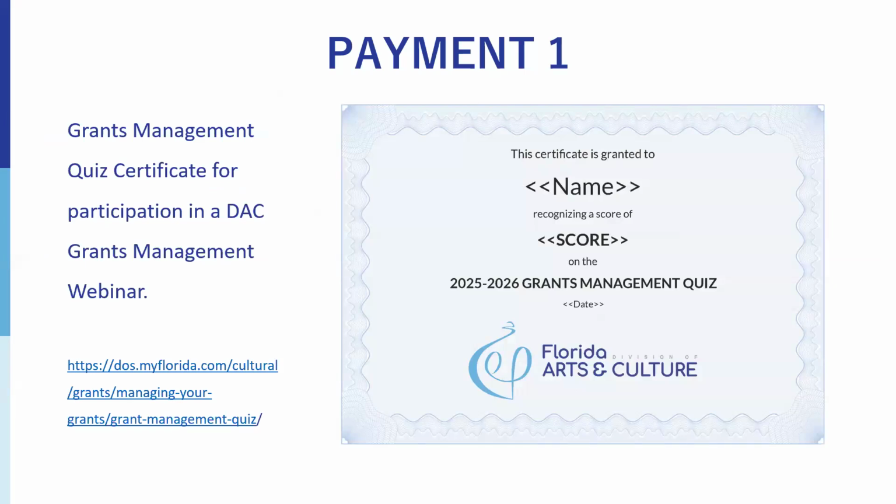This is an example of a quiz certificate with the new logo. After the end of this webinar, you can follow this link, and yes, we are going to post the PowerPoint, or you can go to our webpage, click on Grants, and the Grants Management Quiz is the last entry in the drop-down window. Then you need to take the quiz, and if you score 100, you will receive the certificate at the email address you indicated on the form. We don't receive a copy of the certificate, so you will need to upload it on DOS Grants.